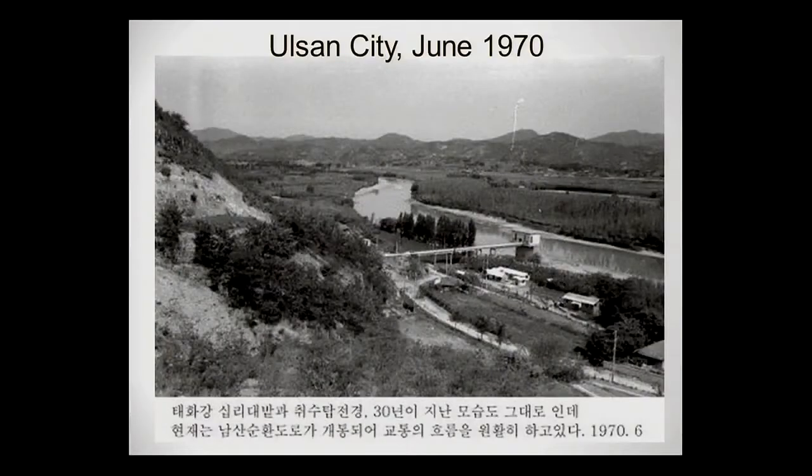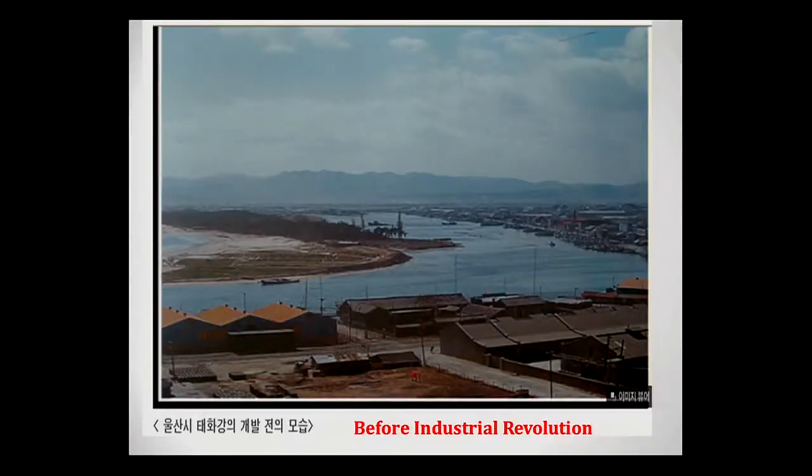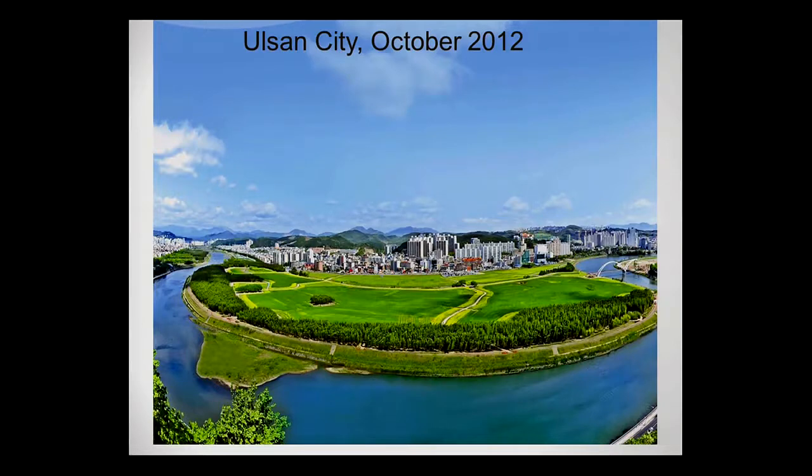Let me just show you real best practices in green growth in Korea. Ulsan city was the original city of the industrial revolution in Korean history. As you see, Ulsan city was a farming and fishing area. And then if you look at this Taehwa River, before the Industrial Revolution, it was transformed into this city like here. It's not a drawing, it's a real picture in Ulsan.